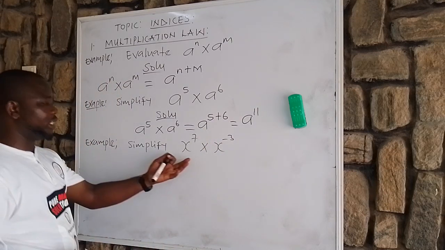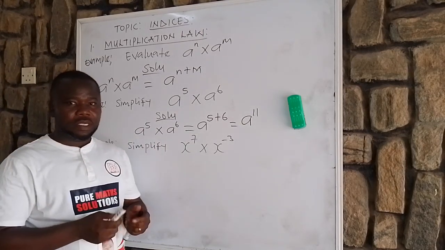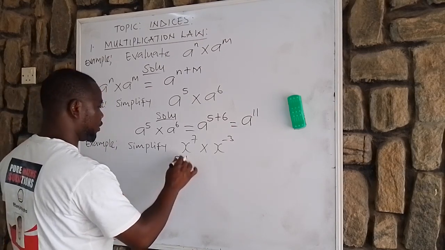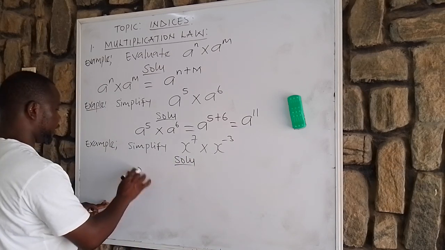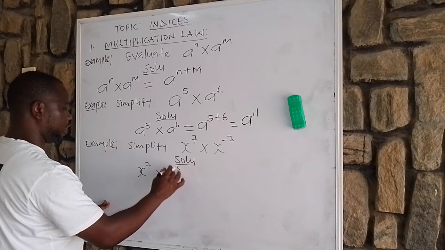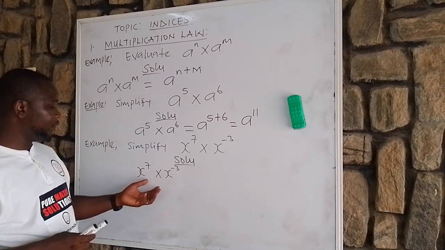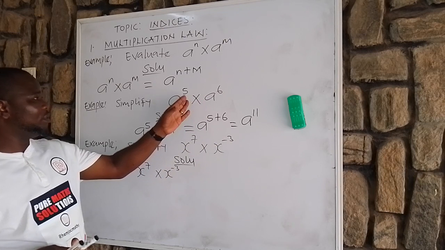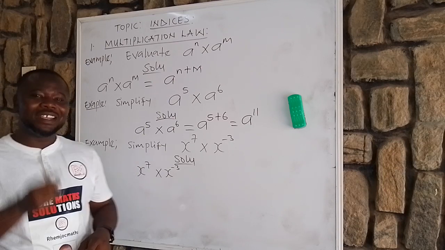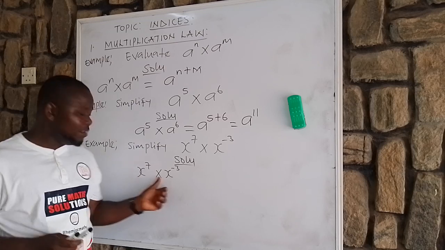So if you want to consider this, you don't need a prophet. The same approach, is that clear? We'll make use of the same approach. Let us write the solution: x raised to power 7 times x raised to minus 3. I know very well that some of you are afraid because of the minus sign. This one does not have a minus sign. So how come this one has a minus sign and we want to make use of the multiplication law? The reason you are making use of the multiplication law is because of the operation in between them.